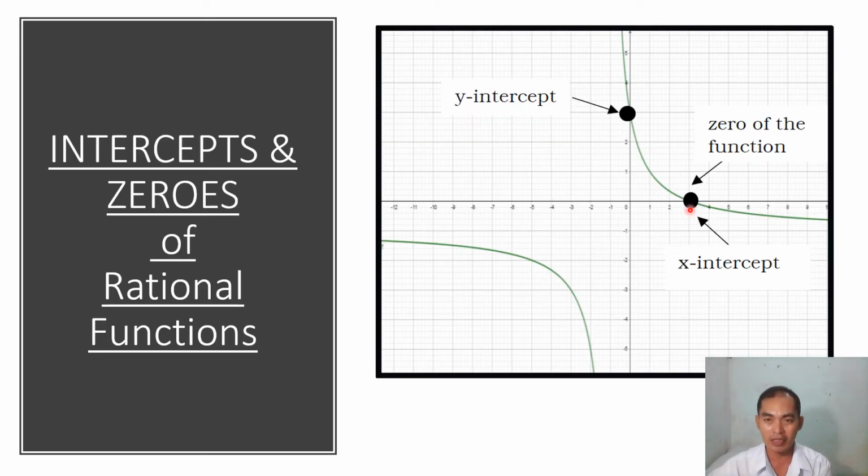So take note here, this is the x-intercept and at the same time the zero of the function. This is the y-intercept, that's on the y-axis. The zero and the x-intercept, that's on the x-axis.